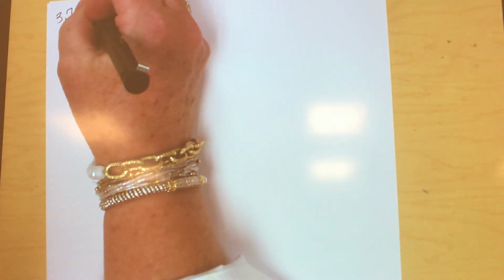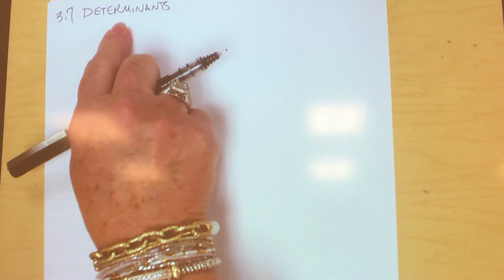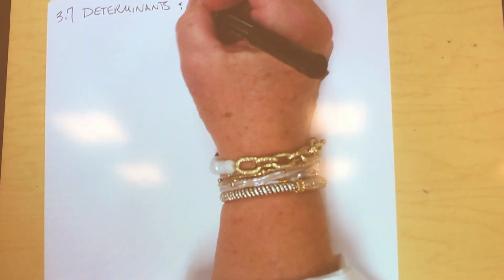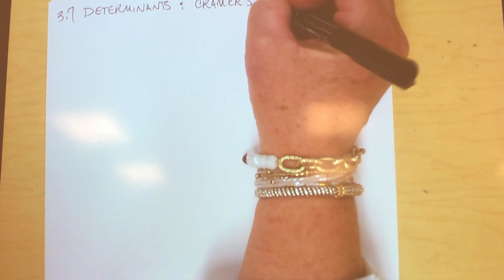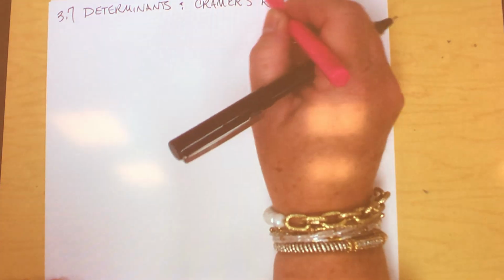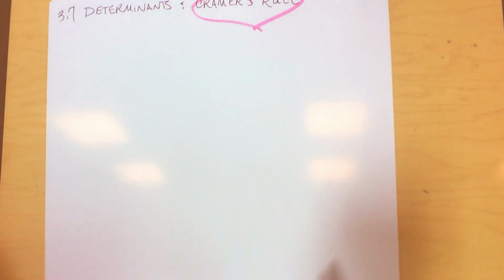Okay, so 3.7, determinants. This is what we're doing today, determinants and Cramer's rule. Okay, determinants and Cramer's rule. Love this thing right here. What? It is so stinking cool.